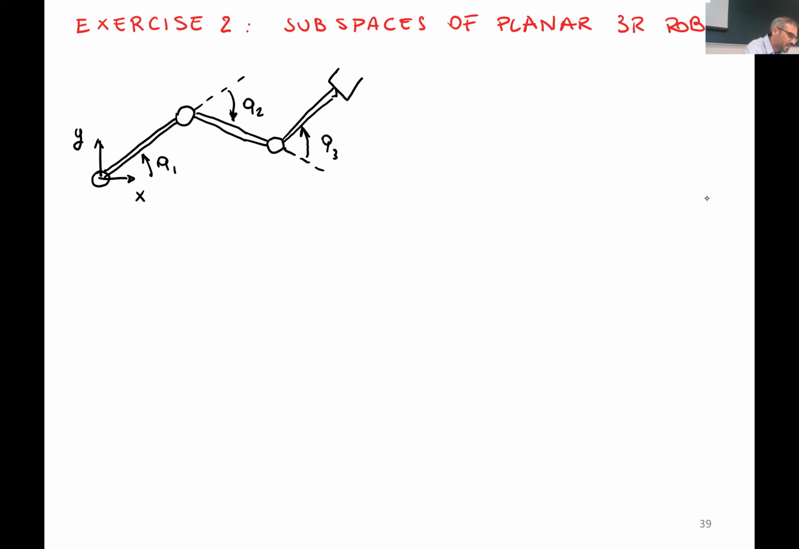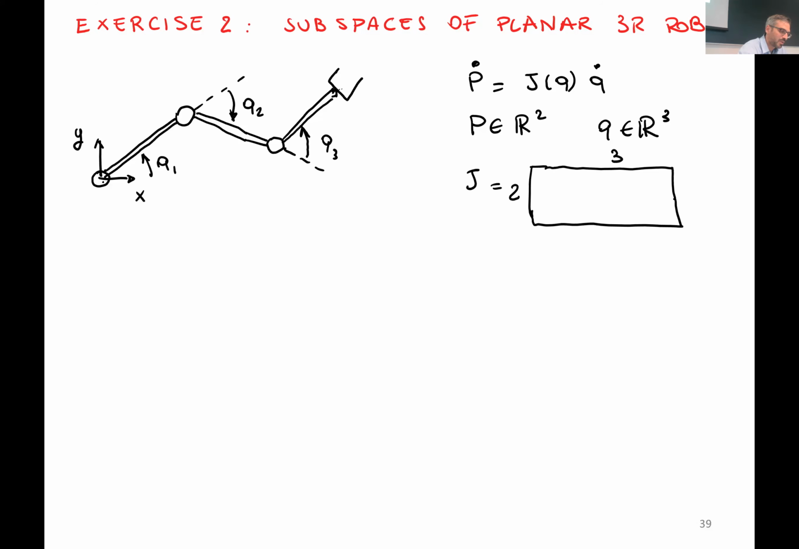Another exercise is the one of the subspaces. So in this case, we have the planar 3R robot. So it is lying on a plane. In this case, we have the task space that is two-dimensional, and the end effector position is in the XY plane, and the joint space is three-dimensional.